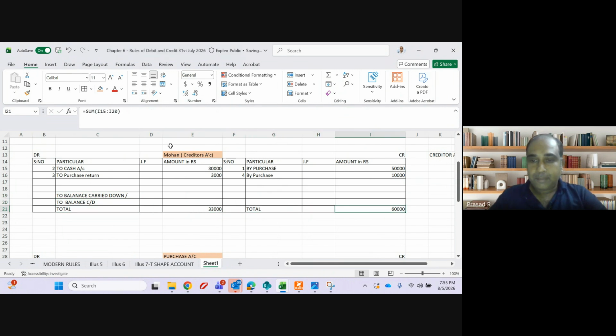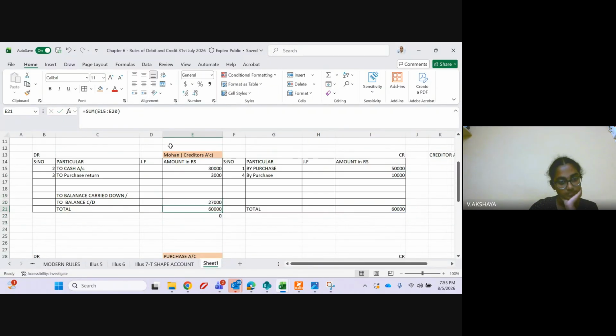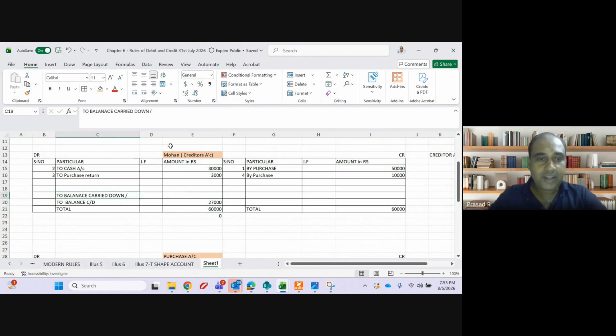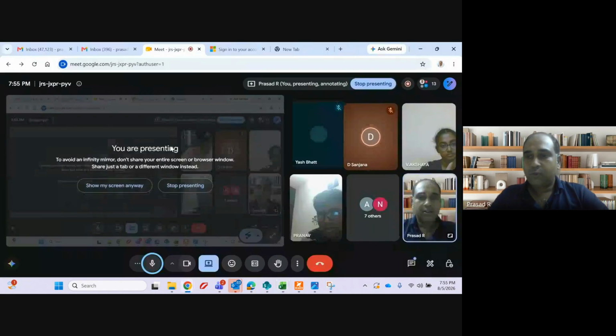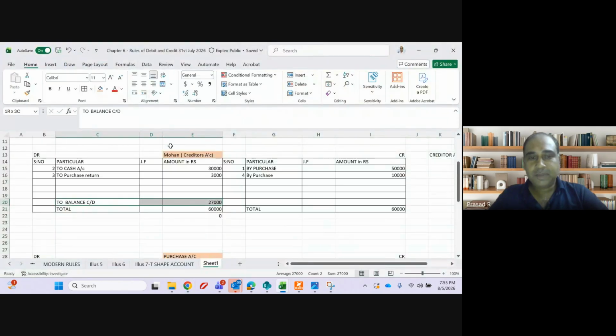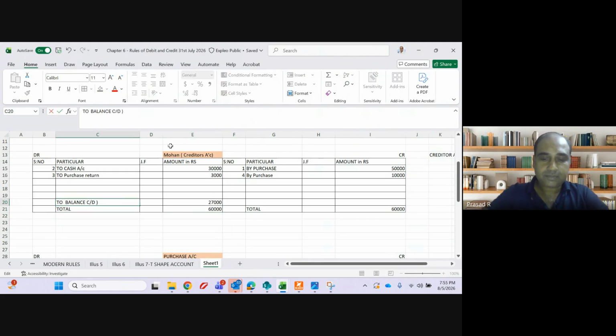Now my debit side and credit side should be equal. How much is the balance now? 60,000 minus 33,000, so the balance of the creditor is 27,000. That means I have to pay 27,000 to Mohan. Clear? This is called the closing balance.